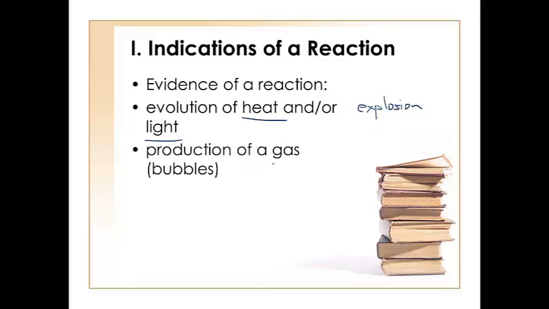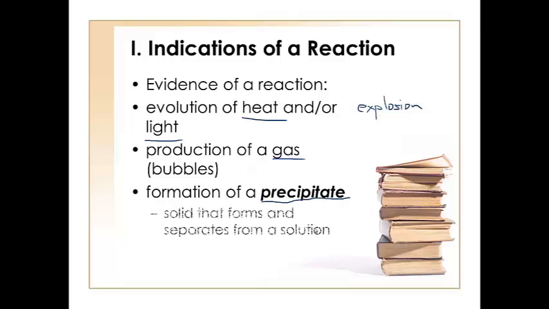It could be a production of a gas. You see bubbles where you did not start with a gas. Formation of a precipitate. Now what's a precipitate? It's a solid that forms and separates from solution. In other words, the solid was not present when you started, but when you're done, you end up with a solid floating around in a bunch of liquid usually. Or you can see a color change. Be careful with this though, because you can see color changes take place and not have a chemical reaction.